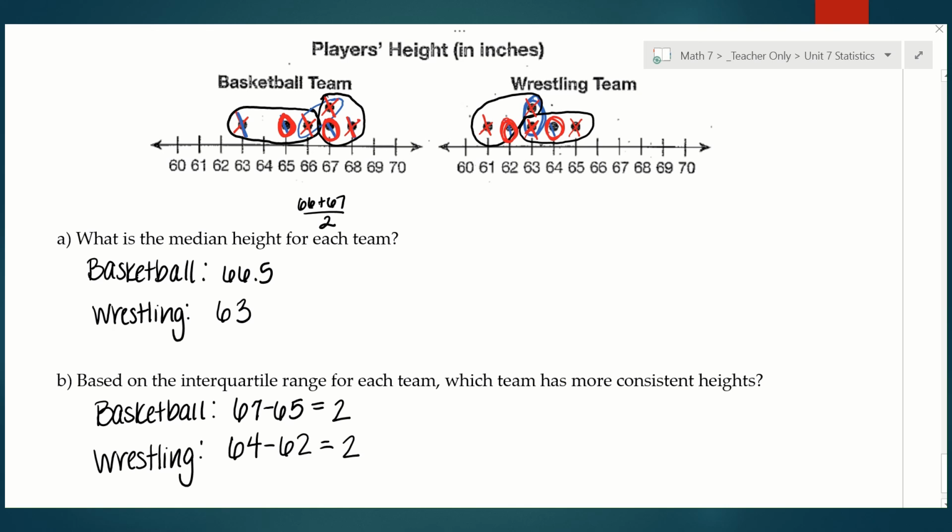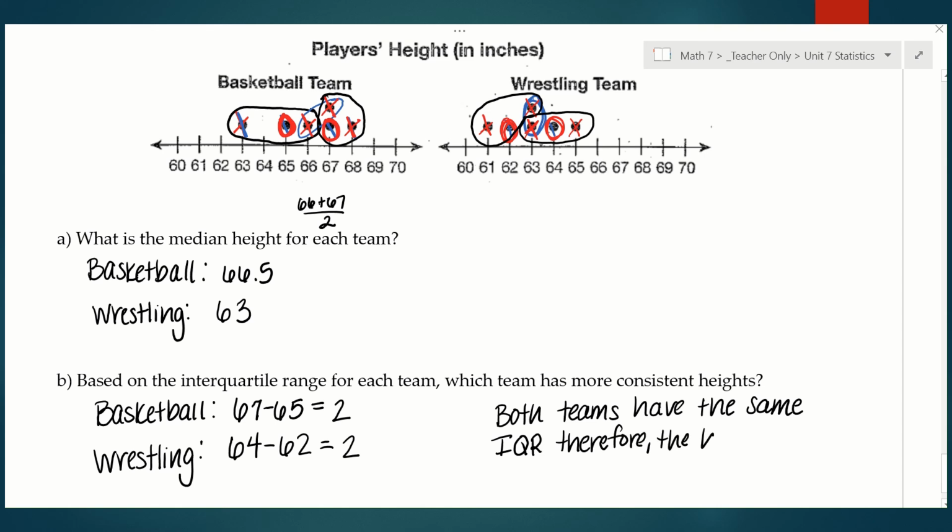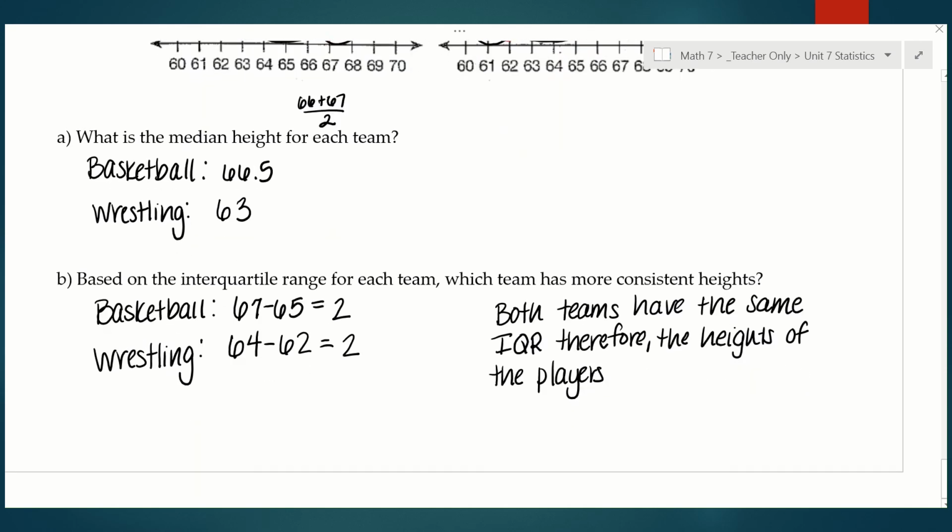So we're going to say both teams have the same IQR, I'll abbreviate here. Therefore, the heights of the players have the same consistency.